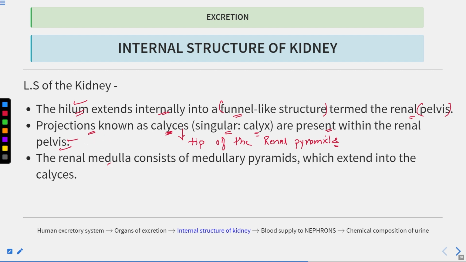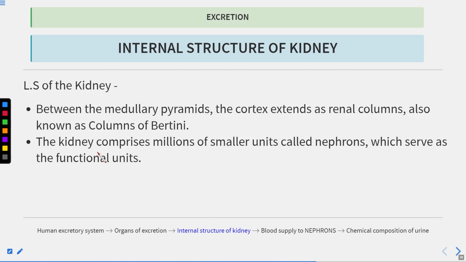The renal medulla consists of these medullary pyramids, renal pyramids, which extend into the calyces. The tip of the renal pyramids is known as the calyces. Okay, this is also clear. Now, between the medullary pyramids, I've shown you these were the medullary pyramids. They are triangle shaped structures present in the kidney. So this was the kidney. This was the hilum.